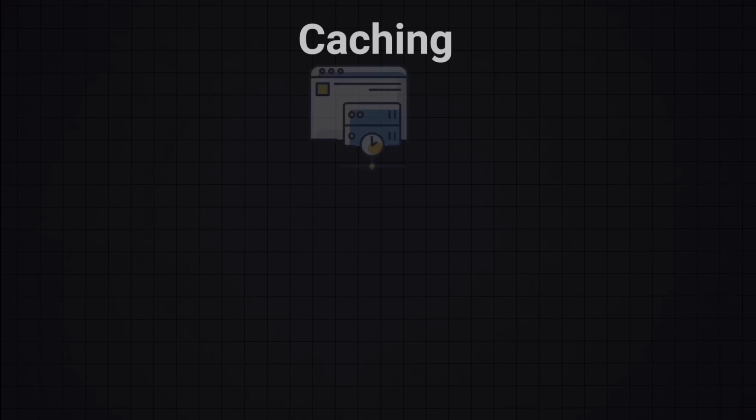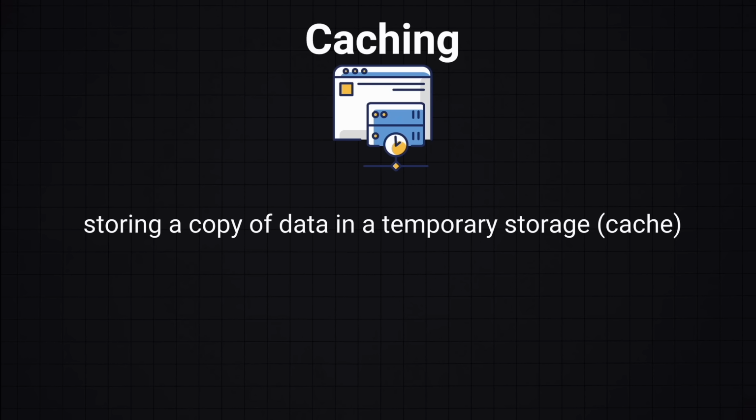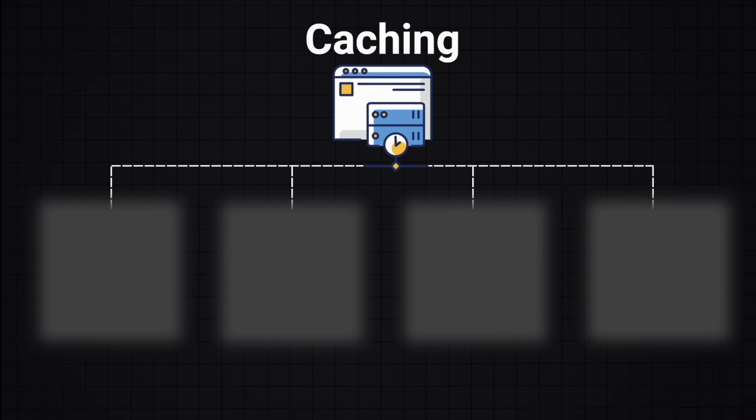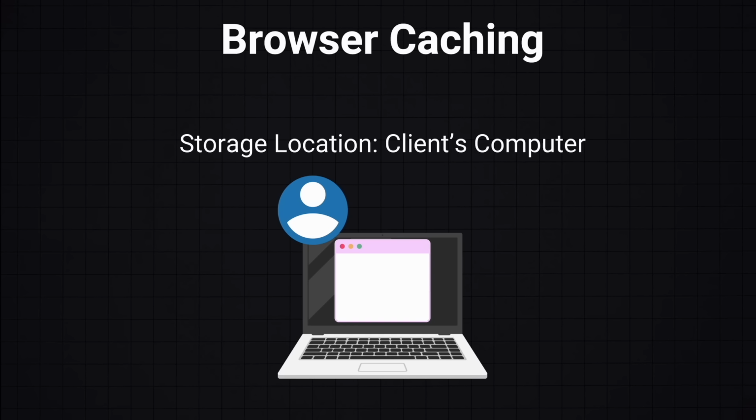Caching is a technique used to improve the performance and efficiency of a system. It involves storing a copy of certain data in a temporary storage so that future requests for that data can be served faster. There are four common places where cache can be stored. The first one is browser caching, where we store website resources on a user's local computer. So when a user revisits a site, the browser can load the site from the local cache rather than fetching everything from the server again.